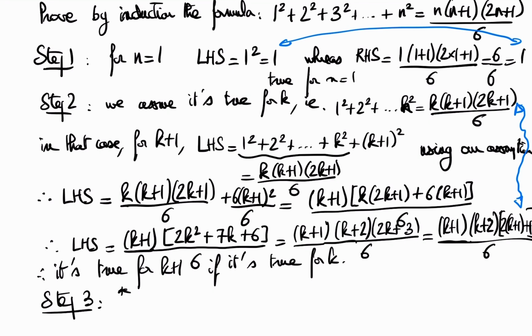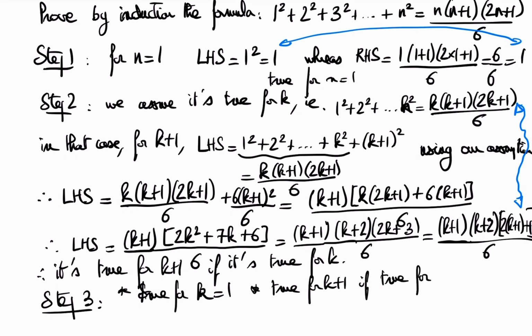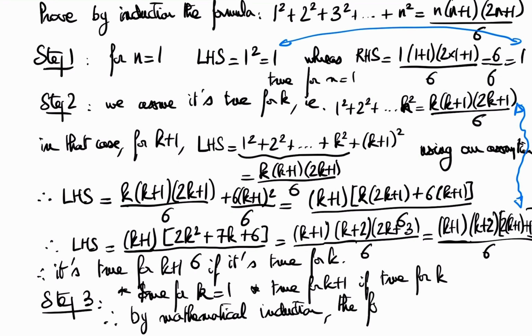That's the conclusion. True for n equal 1. True for k plus 1 if true for k. Therefore, by mathematical induction, the formula is true for all n greater or equal to 1. And I think I'm going to stop with this last example.